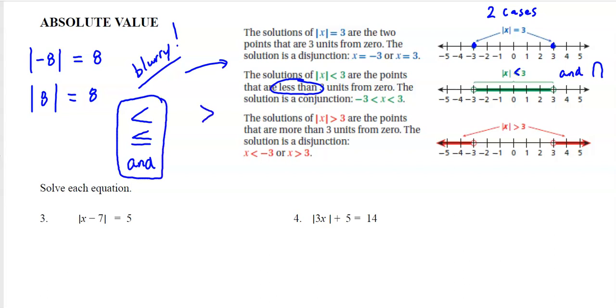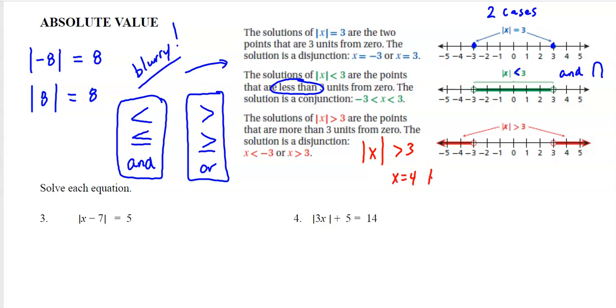And if it's greater than or equal to, it's going to be an "or" problem. So like on this bottom one, if I can put all the x's in here that make absolute value of x greater than 3 true, well, if I put the number 4 in there, if x equals 4, that would make it true. But then if I put x equals -4 in there, the absolute value of -4 is also bigger than 3. So that's true.